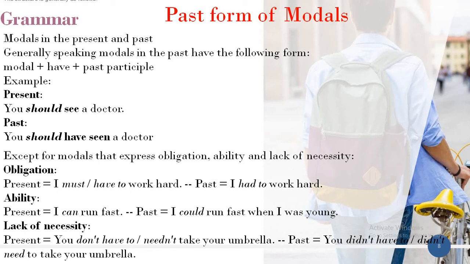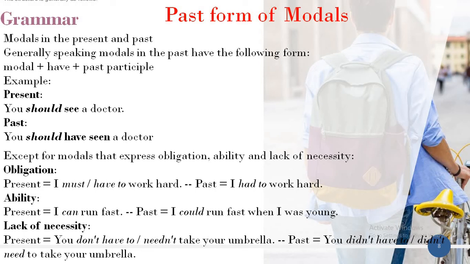Ability. Present, I can run fast. Past, I could run fast when I was young. This is the past form of the ability modal, which is can. Then we have lack of necessity. Present, you don't have to, or you needn't take your umbrella. Past, you didn't have to, or you didn't need to take your umbrella.